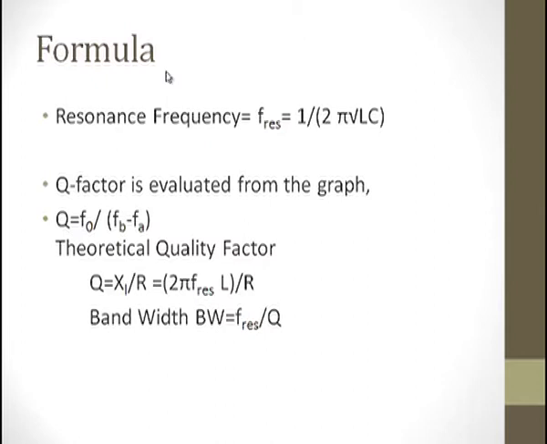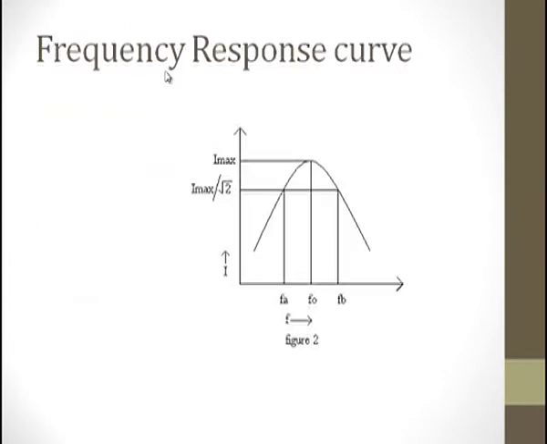Then quality factor of the circuit is evaluated from the formula F naught divided by Fb minus Fa, where that F naught, Fa and Fb can be seen from this graph. Here a graph is drawn between the input frequency and the output current. We can convert the output voltage into output current. We can draw a graph between input frequency and output voltage. The frequency at which the output voltage is maximum is called F naught, that is resonant frequency.